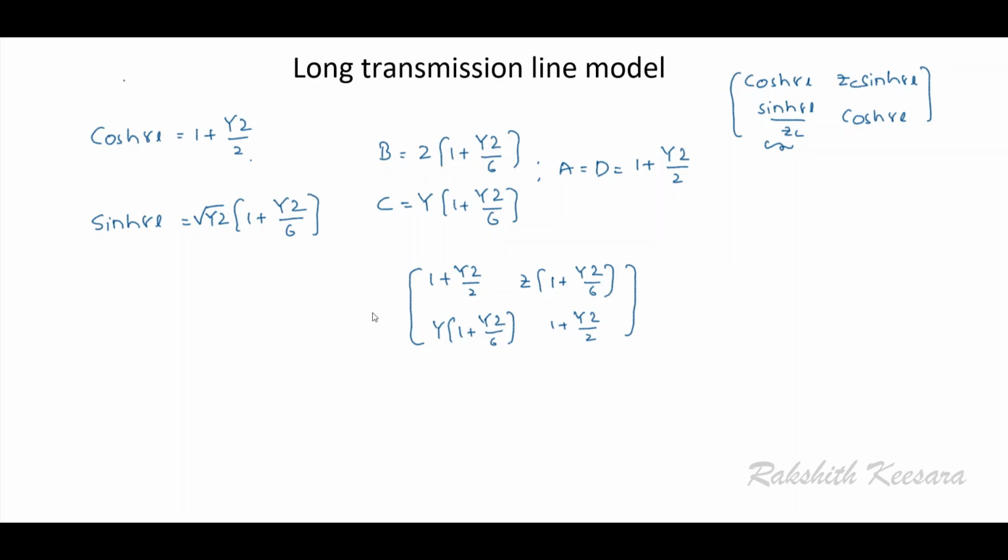If you observe here, there are no hyperbolic functions. That means your complexity got reduced. Now if you go back to the previous problem, you can find these ABCD parameters simply by substituting y and z, and it is a normal calculation, right? So you can do that easily. So this is the advantage of using the Taylor series.